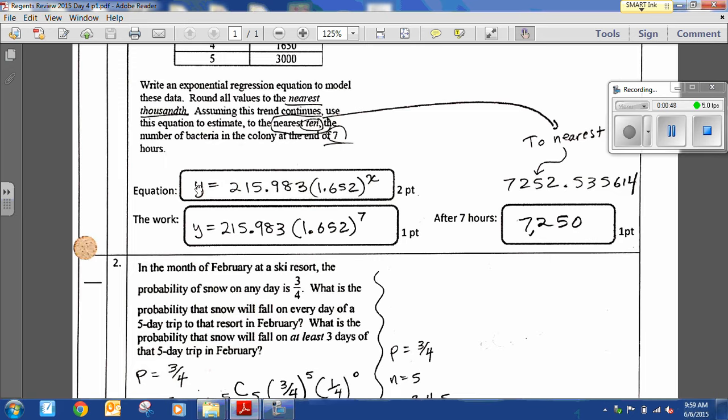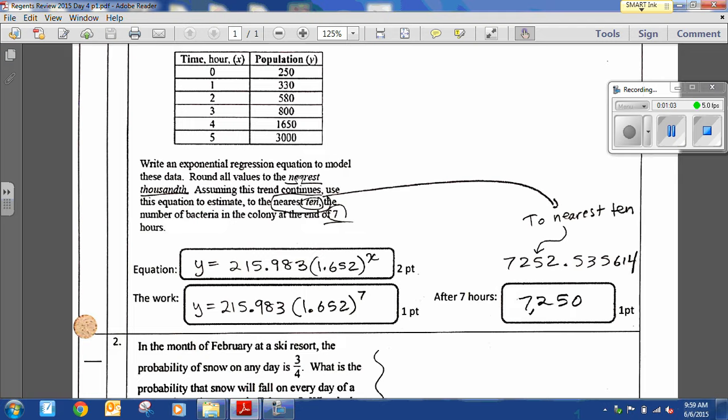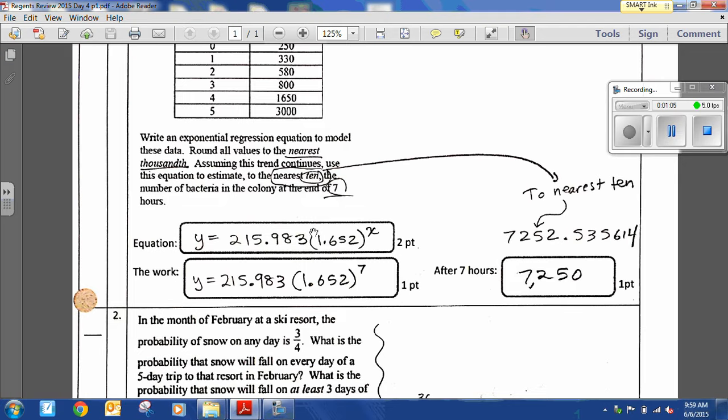Okay, so this will give you your 2 points. It must be written as y equals, and then this part of the equation. Okay, so you need the equation. Now, they want to know the prediction at the end of 7 hours, how many bacteria there will be. You have to plug in 7 for x. That's what I mean by the work. And you plug this into the calculator, and it gives you this.